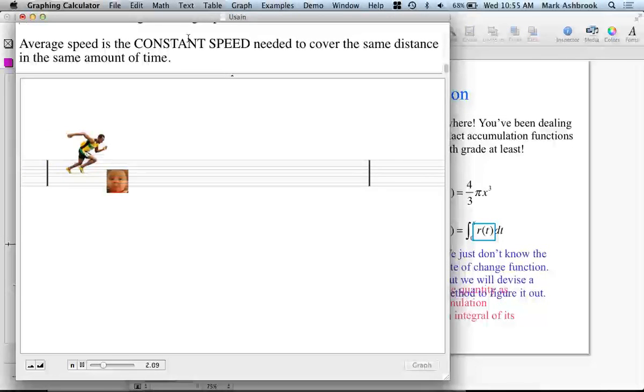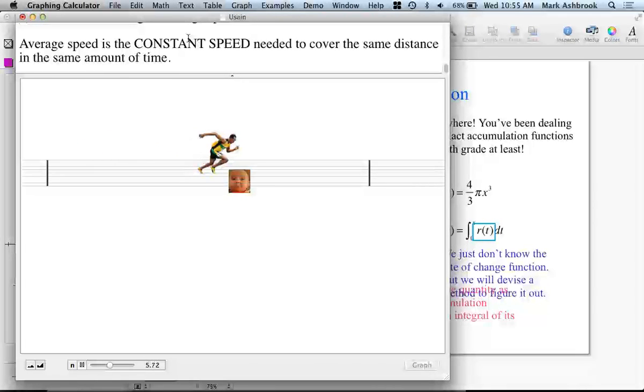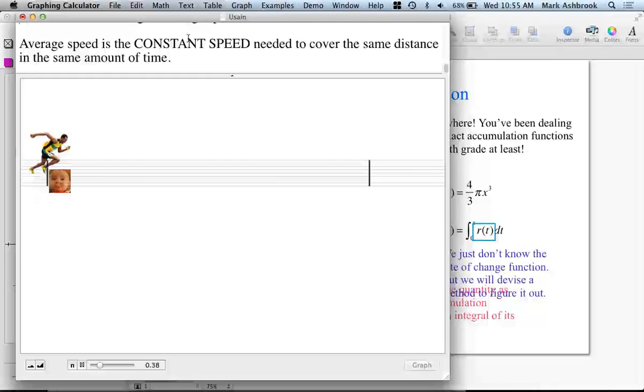So now we want to extend this. We don't want to be able to do this just with speed and distance, but we need to talk about average rate of change of any quantity, right? So given any two quantities that change together, how can we define average rate of change? So if average speed is the constant speed needed to cover the same distance in the same amount of time, then what is, just more generally, what is average rate of change?